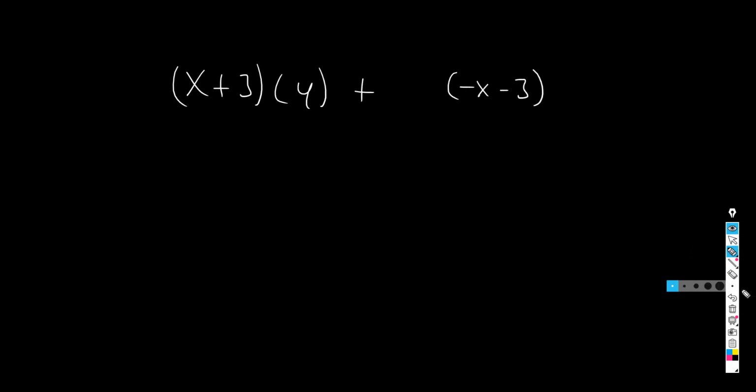Let me just very quickly tell you another example of this trick. Let's suppose we have x plus 3 times y, and then we have minus x minus 3. Well, let me put it closer to the plus sign. We have this, and then we have minus x minus 3 times w.